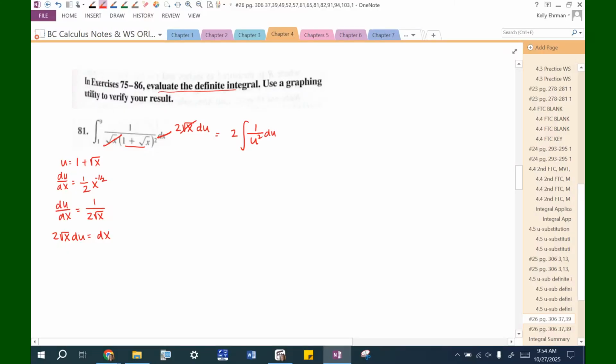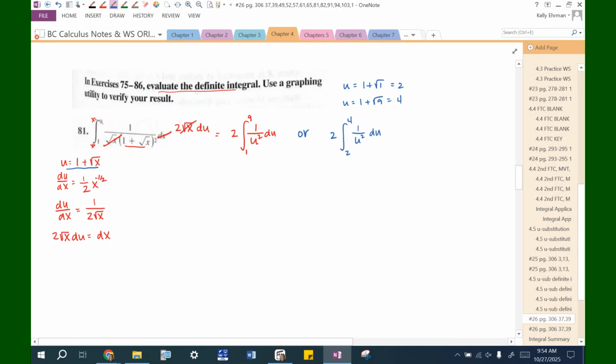And remember, you have choices right now. You can either keep the bounds in terms of x. This is x equals 1 to x equals 9. So you can keep them like that. Or you can change the bounds to be in terms of u. So you need to figure out what they would be then. So remember, u is equal to 1 plus radical x. So when x is 1, that's 1 plus radical 1, which is 2. When x is 9, it's 1 plus radical 9. 1 plus 3 is 4. So you could set this up as 2 times the integral from 2 to 4 of 1 over u squared du. Either case works.